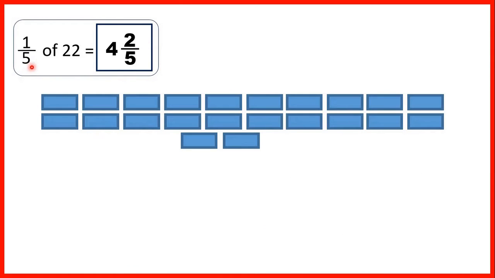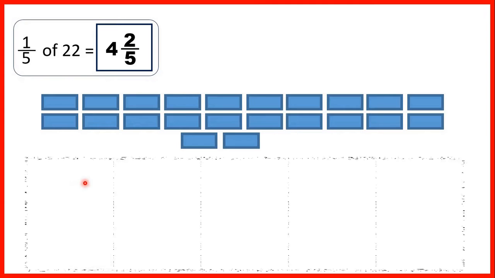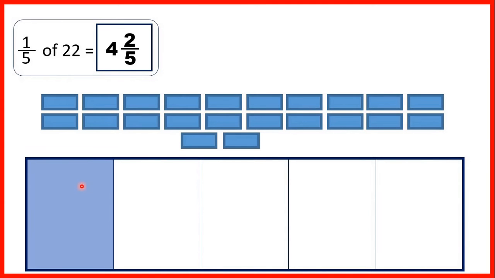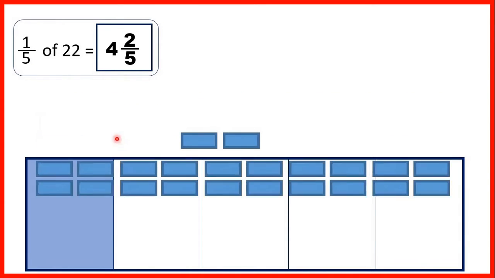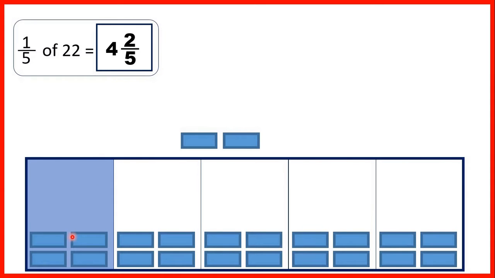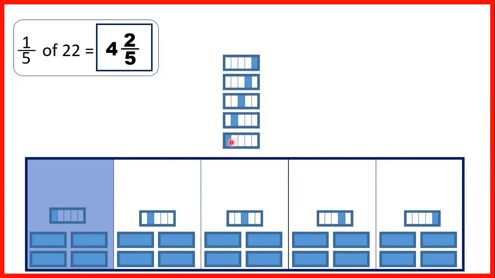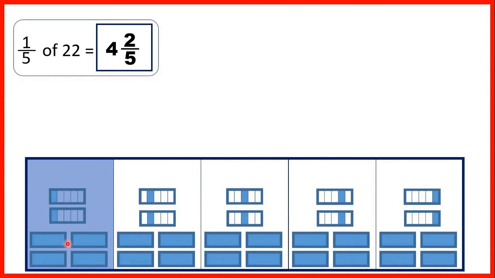Then we had 1/5 of 22, so we can show 1/5 on our fraction bar. We can share out 20 of the blocks to give us 4 blocks in each of our fifths, and then, because we're finding 1/5, we can turn each of our remaining blocks into 5/5 and share them out. That means that we have 4 wholes and 2/5 in each of our fifths, so that's 4 and 2/5 as our answer.